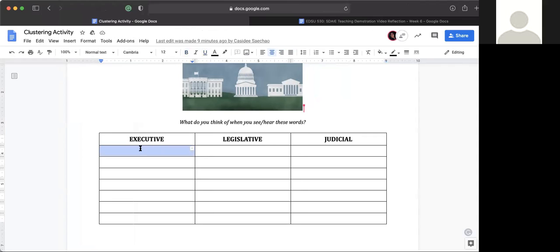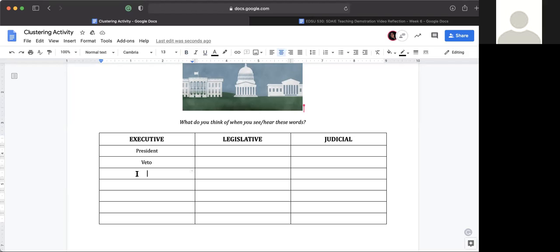So we're going to go ahead and start off with the executive branch. So who here wants to say something that comes to mind with the executive branch? Awesome. Okay, so what do you have? President. Yes, perfect. President. The president is the commander-in-chief, and he is actually the leader of the executive branch. Okay, so anything else? Veto. Yes, great job. So the president actually can veto a bill that is presented by the legislative branch.